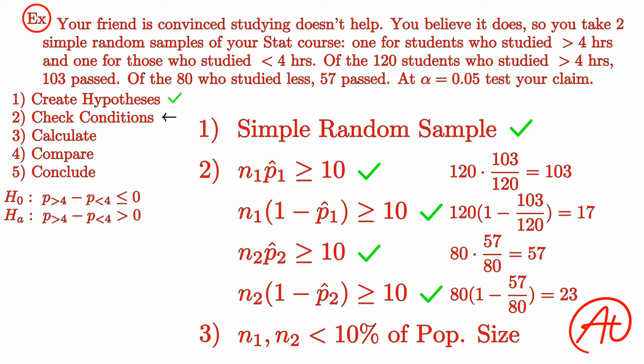Lastly, let's assume there are many more than 1,200 and 800 students taking your statistics class who have studied more than 4 hours and less than 4 hours respectively, so that the sample sizes are much less than 10% of the population sizes, and that checks off our third condition.